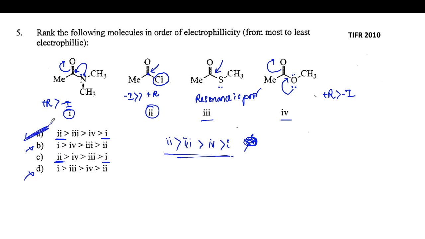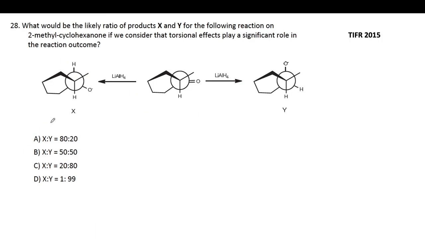So this was back from TIFR 2010. Moving on to the next question. Question from TIFR 2015. Now this is a tricky question. What would be the likely ratio of products X and Y for the following reaction on 2-methyl cyclohexanone if we consider that the torsional effects play a significant role in the reaction outcome?